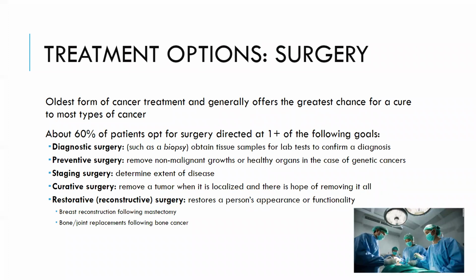So chemo or radiation might be used to shrink a tumor before going in with a curative surgical approach. Finally, we've got restorative or reconstructive surgery, and this is actually a type of surgery that would be done by a completely different surgeon. So up until this point, the surgery would be done by a surgeon who is specialized in dealing with that particular area, whether that be a general surgeon or a breast surgeon.